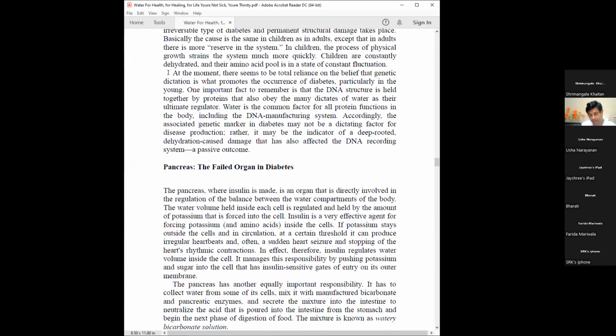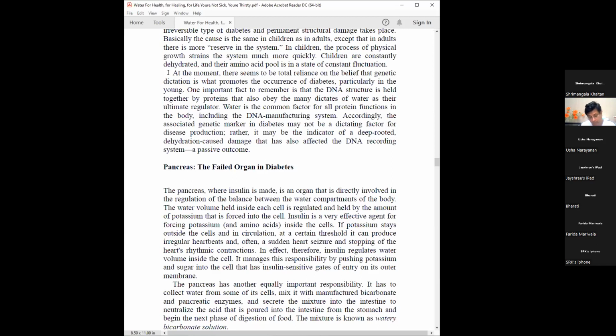At the moment, there seems to be total reliance on the belief that genetic dictation is what promotes the occurrence of diabetes, particularly in the young. One important fact to remember is that the DNA structure is held together by proteins that also obey the dictates of water as their ultimate regulator. Water is the common factor for all protein functions in the body, including the DNA manufacturing system. Accordingly, the associated genetic marker in diabetes may not be a dictating factor for disease production. Rather, it may be the indicator of a deep-rooted dehydration caused damage that has also affected the DNA recording system.